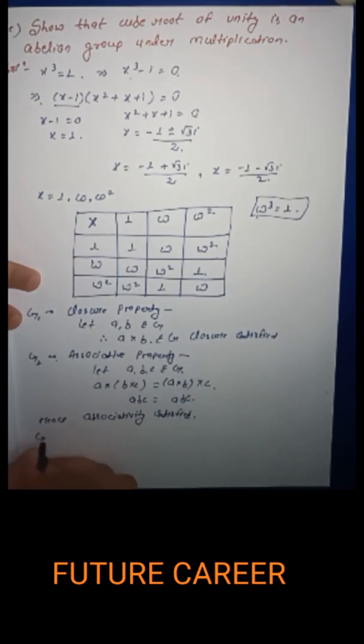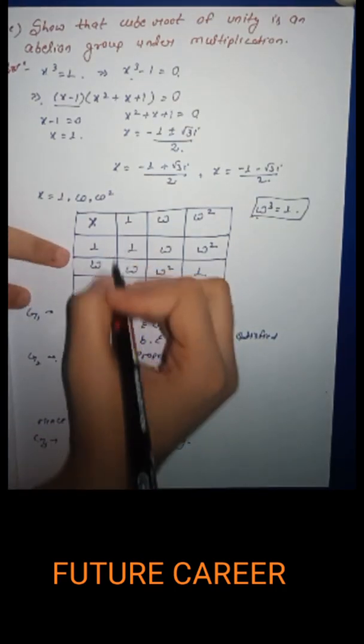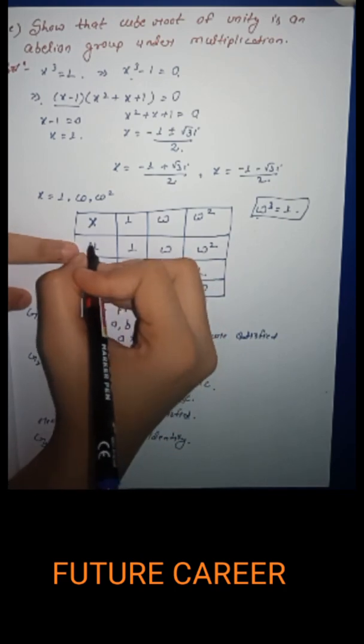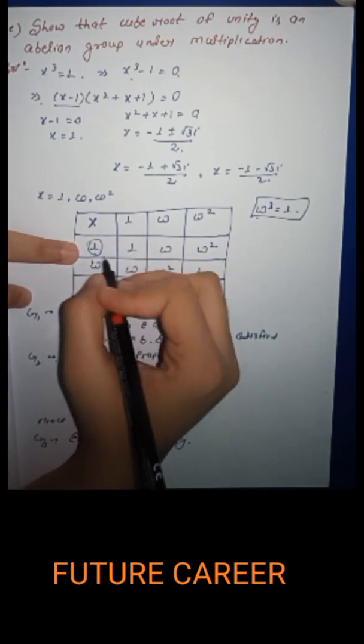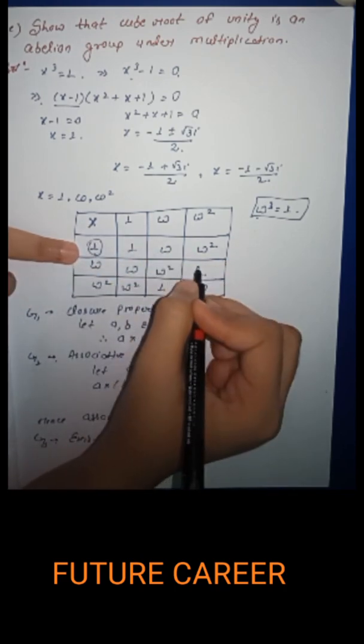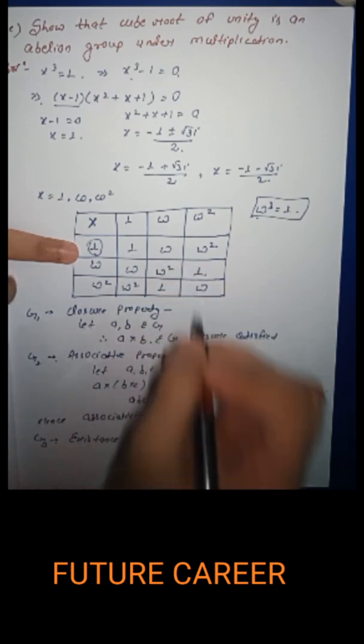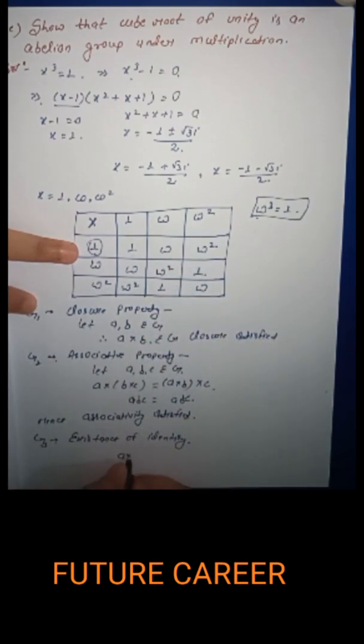Now the third property, existence of identity. From the above table, we can see 1 is the identity, because 1 into 1, 1 into omega, 1 into omega square give 1, omega, omega square. So a into 1 equals 1 into a equals a. So identity exists.